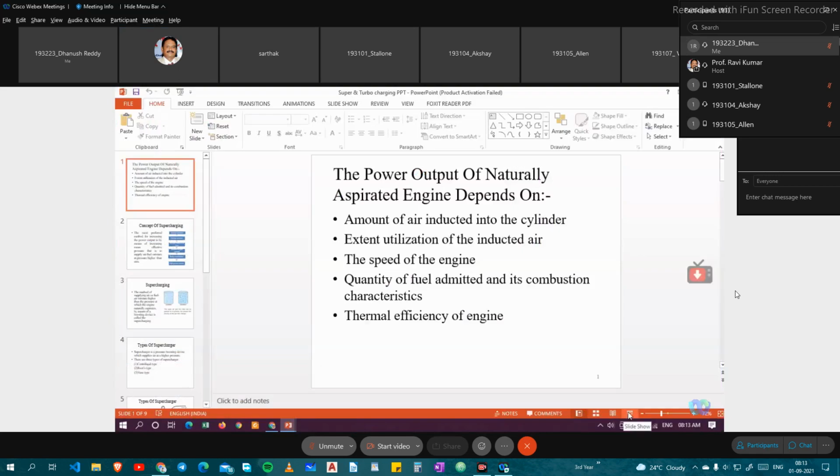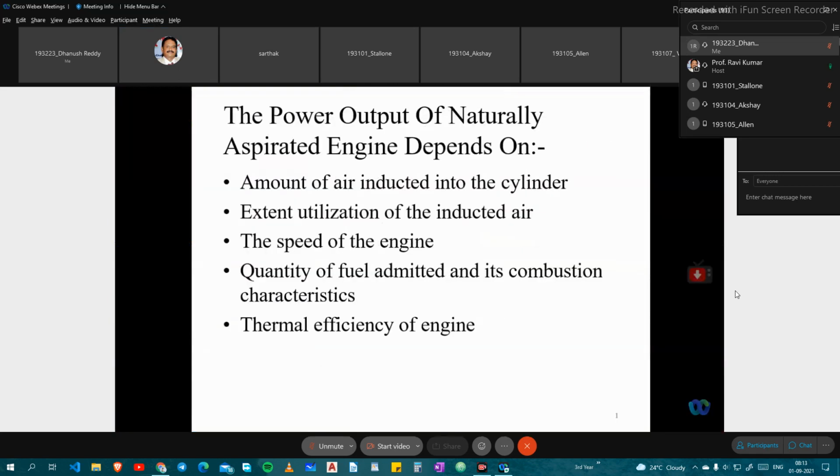I hope you got the idea how the superchargers or turbochargers are connected to the engine. Basic engines are naturally aspirated engines, as they do not have a turbocharger or supercharger. Whenever you want to enhance the thermal efficiency, power and efficiency will increase by adding a supercharger or turbocharger. The power output of a naturally aspirated engine depends on the amount of air inducted into the cylinder.